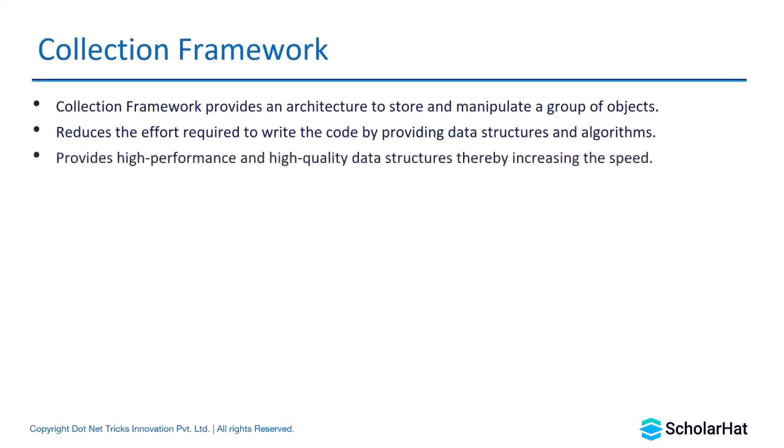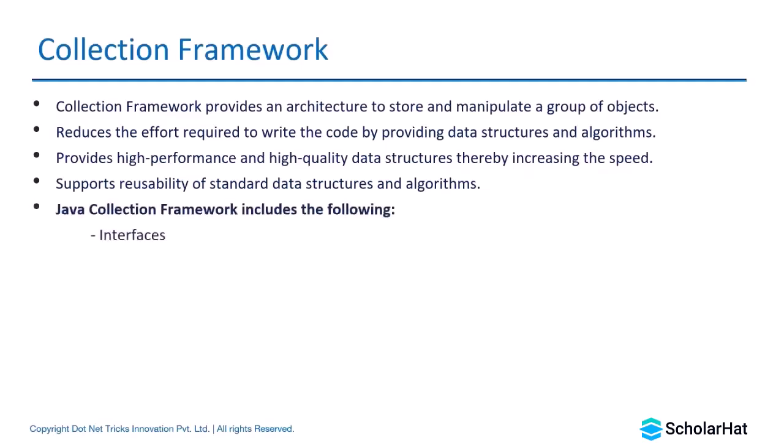It provides high performance and high quality data structures because it has various interfaces and classes, like ArrayList, vector, linked list, priority queues, hash set, tree sets and all. It supports the reusability of standard data structures and algorithms, like queues, priority queues and the vector list as well. In easier words, the Java collection framework includes three iterations.